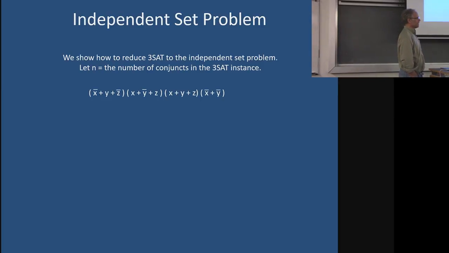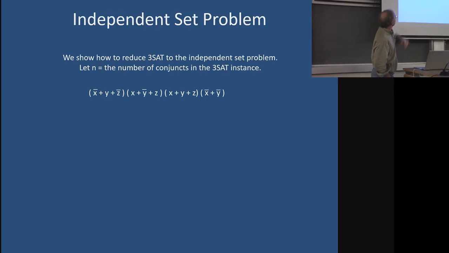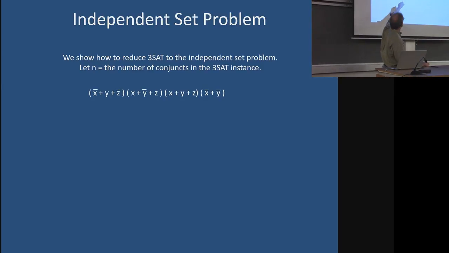So remember, 3-SAT is the problem of, given a Boolean expression in that form. What that says is: (not x or y or not z), and (x or not y or z), and (x or y or z), and (not x or not y). So it is written in a stylized form, a bunch of clauses anded together, and each clause is up to 3 variables or their negations ored together.